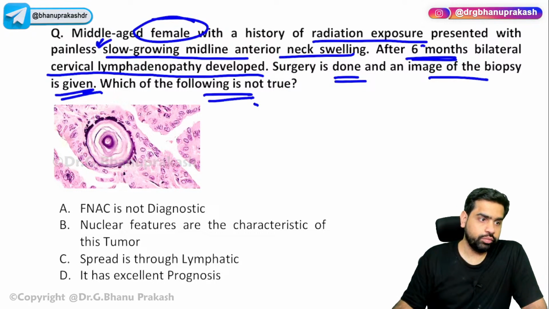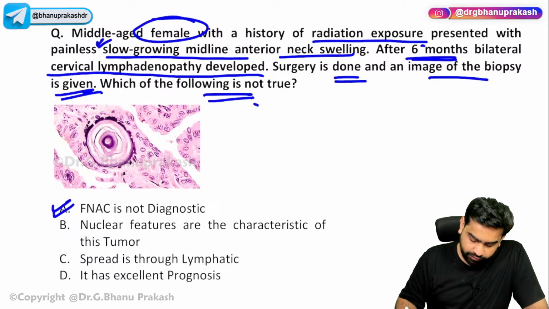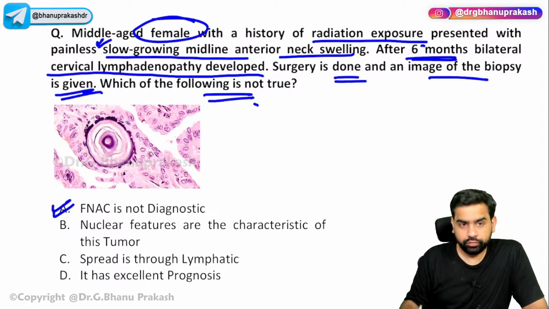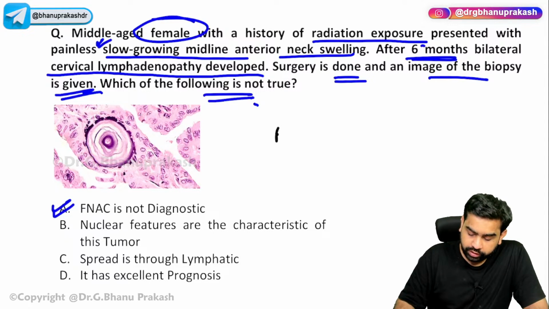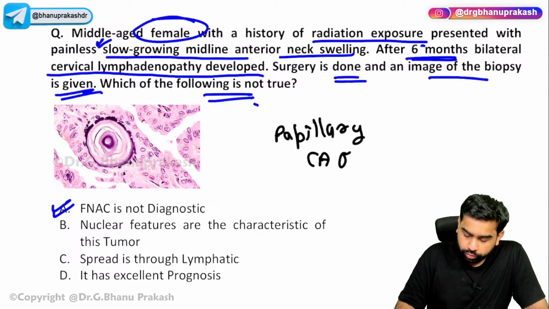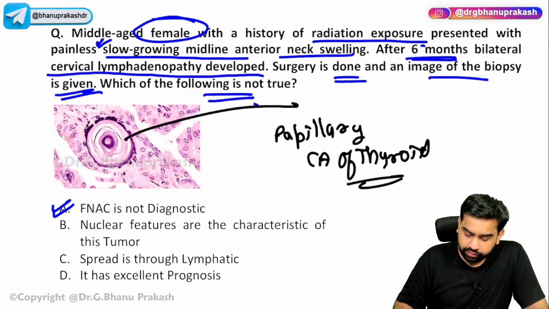Okay, so yes, the answer over here is A, definitely. FNAC is definitely diagnostic. And what is the diagnosis over here? The diagnosis over here is a papillary carcinoma of the thyroid. Okay, so papillary carcinoma of thyroid, and what are you basically finding over here?